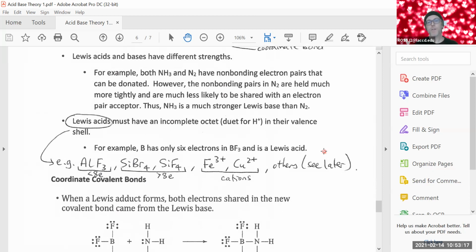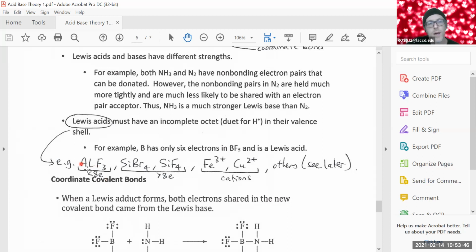Other examples of Lewis acids, well, the easiest ones are anything that can accept electrons, which will be cations, right? So all cations can be considered Lewis acids. Not all cations are equally capable of being a Lewis acid, but they have the ability to accept electrons at least. We can have things like BF3 that have fewer than a full valence shell.